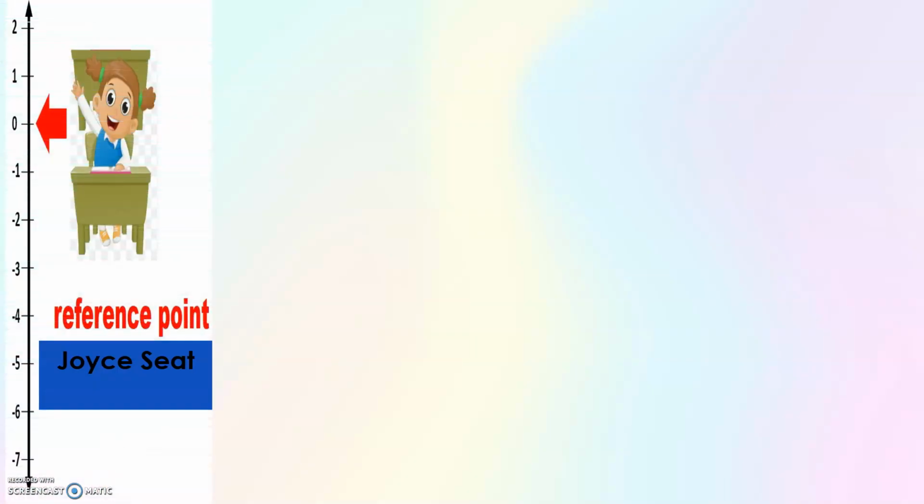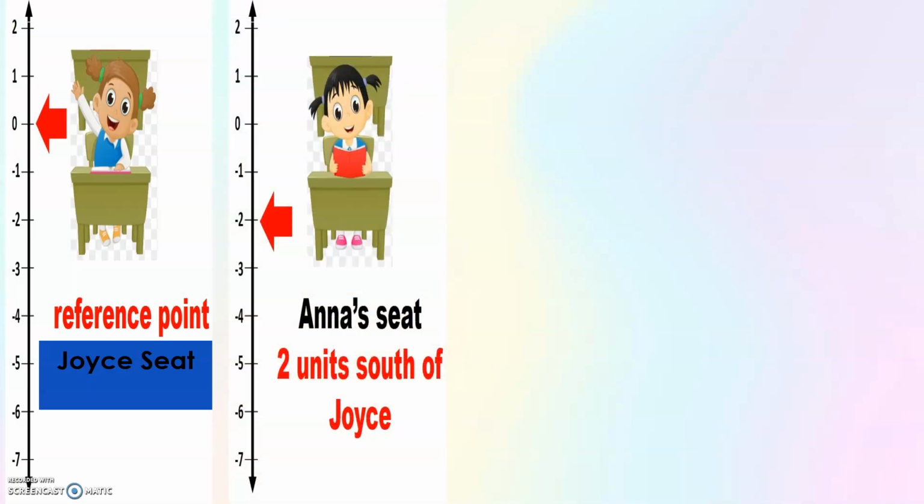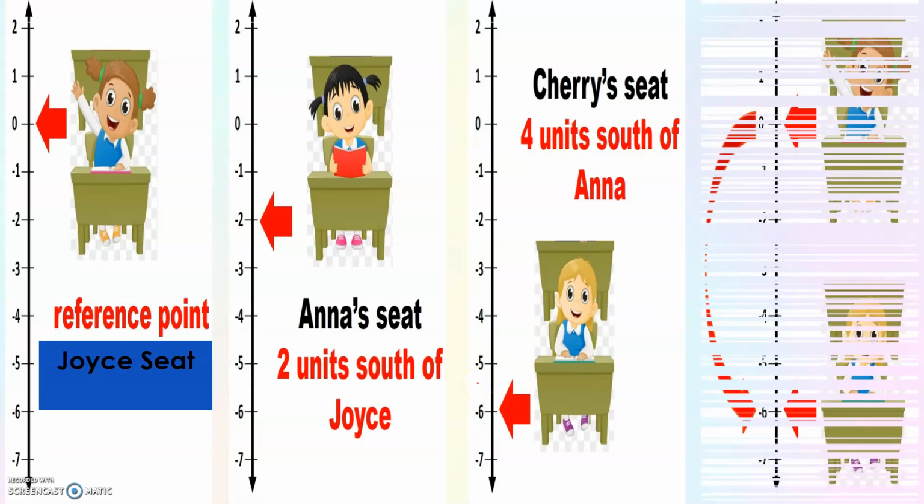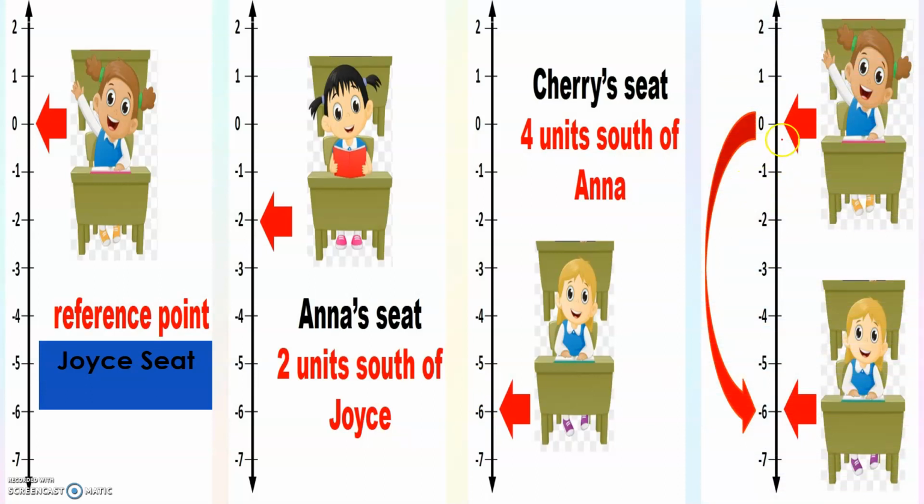So using the number line, we'll have Joyce's seat as the reference point, and again, it will be located at 0 on the number line. In the problem, we are also given that Anna's seat is 2 units south of Joyce. So that will be at -2 on the number line. And lastly, we are given that Cherry's seat is 4 units south of Anna. So if Anna's seat is at -2 and you count 4 units below, then Cherry's seat is at -6 on the number line. That means the distance of Cherry's seat from Anna's or Joyce's seat is 6 units.